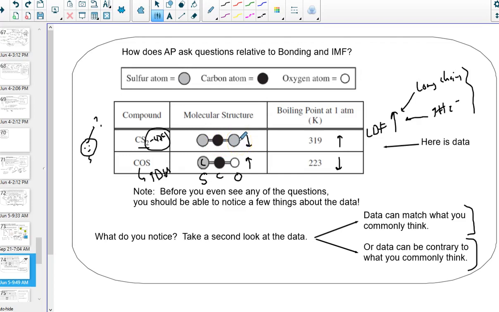This other one, even though it has both a dipole moment and London dispersion forces, neither of those is big enough to cause enough attraction to drive up the boiling point beyond this guy. Okay, all right.